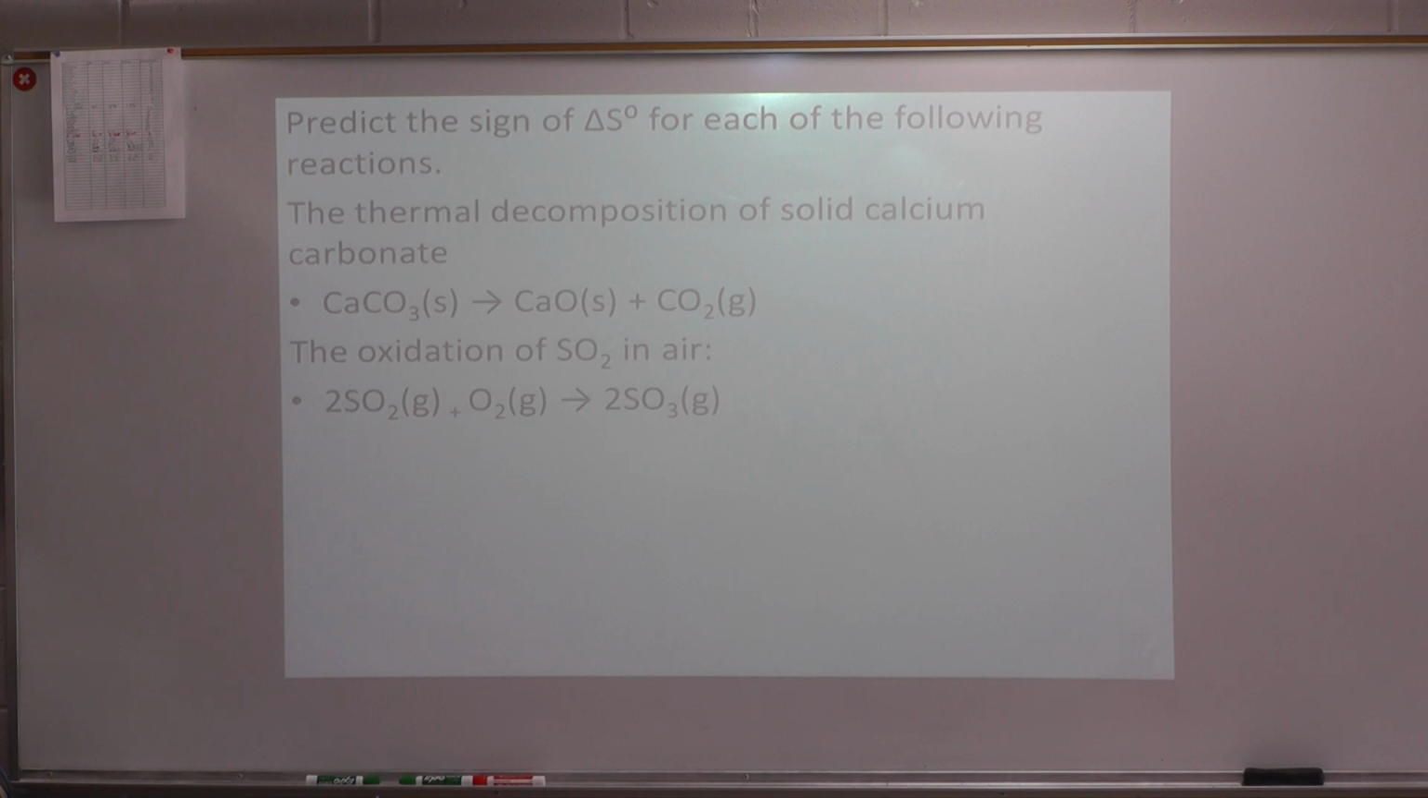Why is it negative? It's all gas. It's 3 on the left, 2 on the right. So it's more likely to be in the reactant state because there's more positions there, making it likely to be negative.